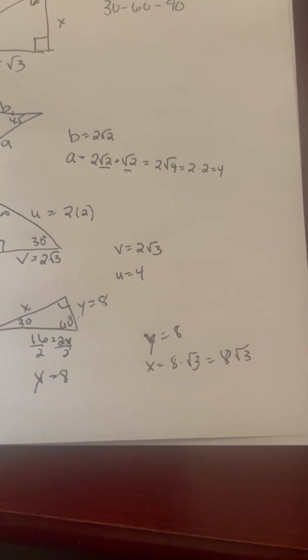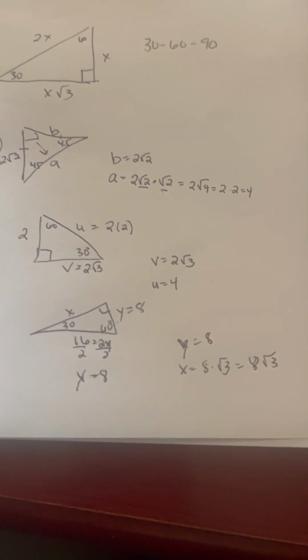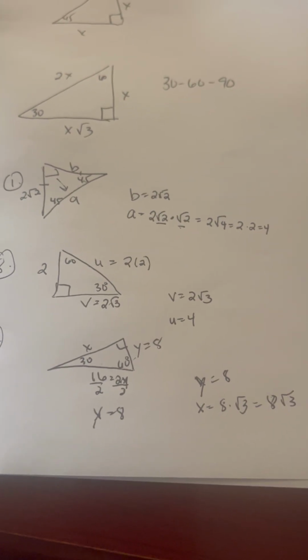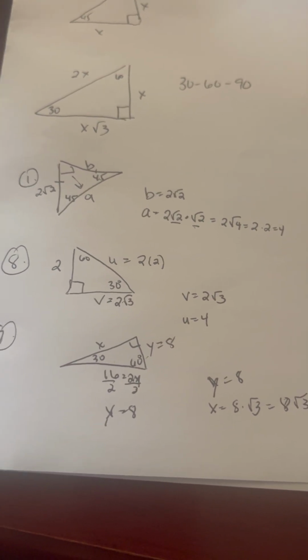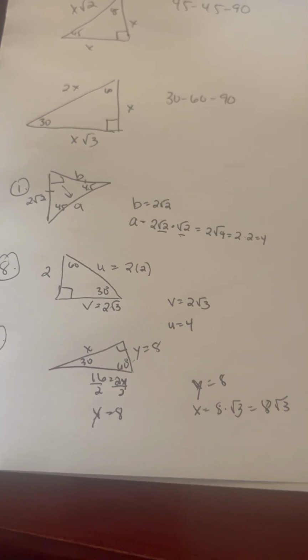All right. So I hope this makes sense. You can Google a lot more 45, 45, 90, and 30, 60, 90 on these. And I hope this helps you out a little bit.